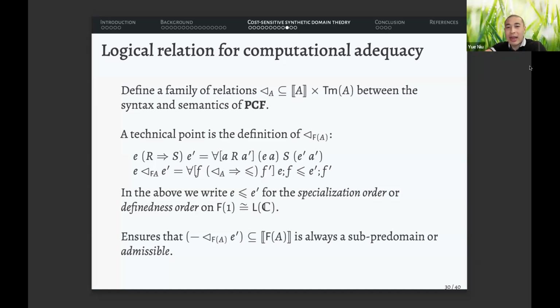This somewhat elaborate definition of the logical relation at the cost effect is needed to ensure that the subset defined as all the elements that participate in the relation always forms a sub-predomain. In other words, it is always admissible, which is needed in the proof of the fundamental lemma of the logical relation.